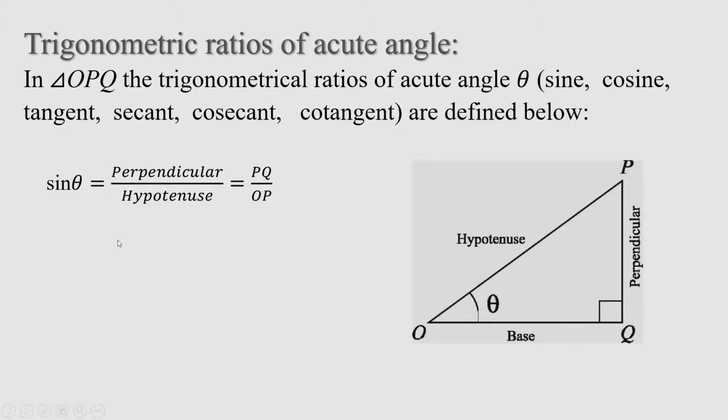Okay, and you know the ratio of cos is base by hypotenuse. So here base is OQ and hypotenuse is OP.